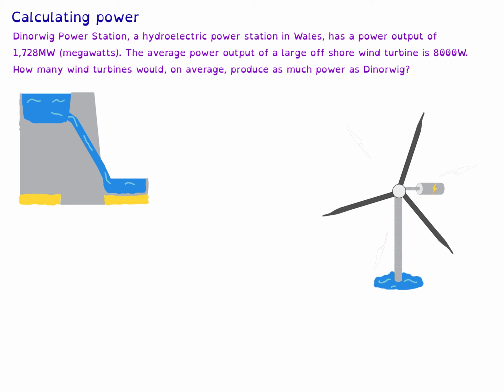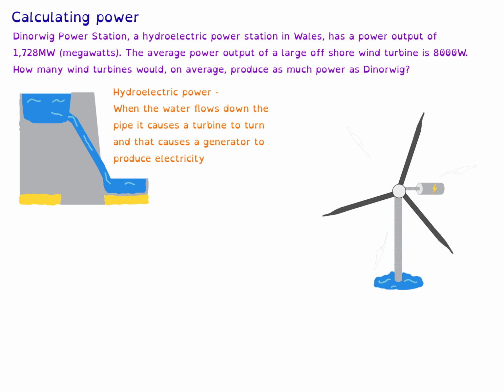Dinorwig Power Station, a hydroelectric power station in Wales, has a power output of 1,728 megawatts. The average power output of a large offshore wind turbine is 8,000 watts. How many wind turbines would, on average, produce as much power as Dinorwig?